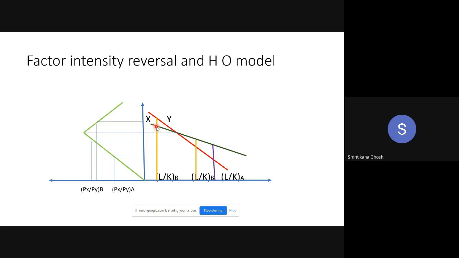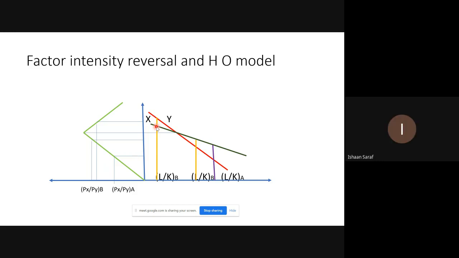So here, this is the failure of the HO model. This situation cannot be explained by the HO model. This is the first time you can see that the HO model cannot explain this situation. Then how to solve it? Is there any trade? Will there be any trade? No answer from the HO model. Do you get the problem?